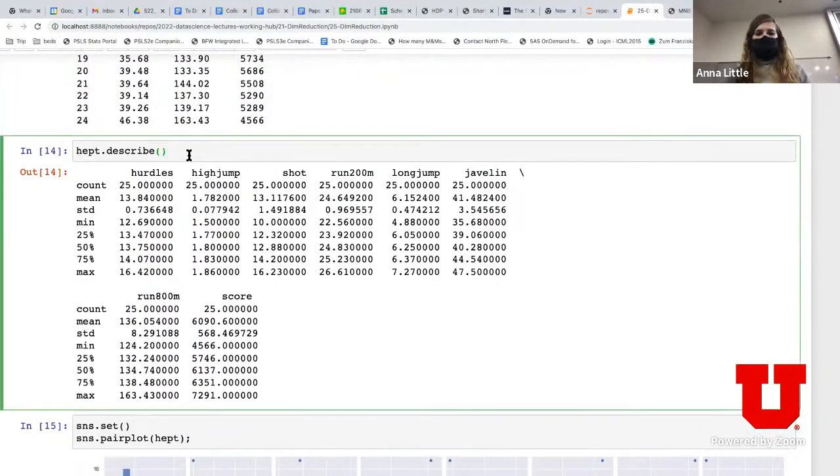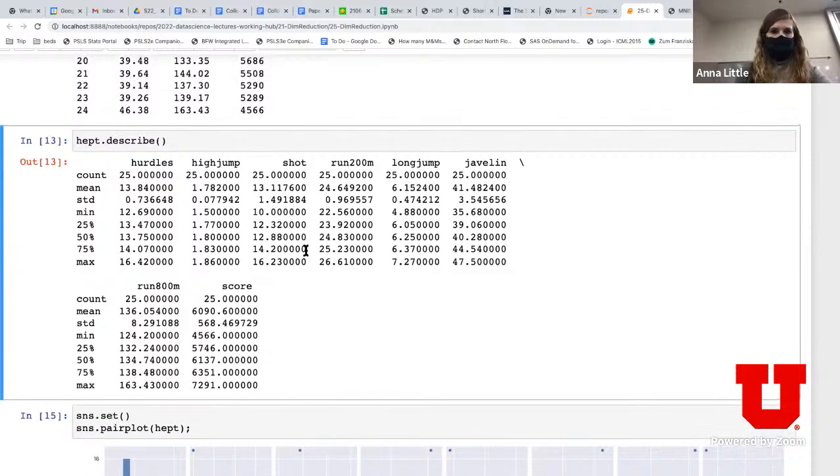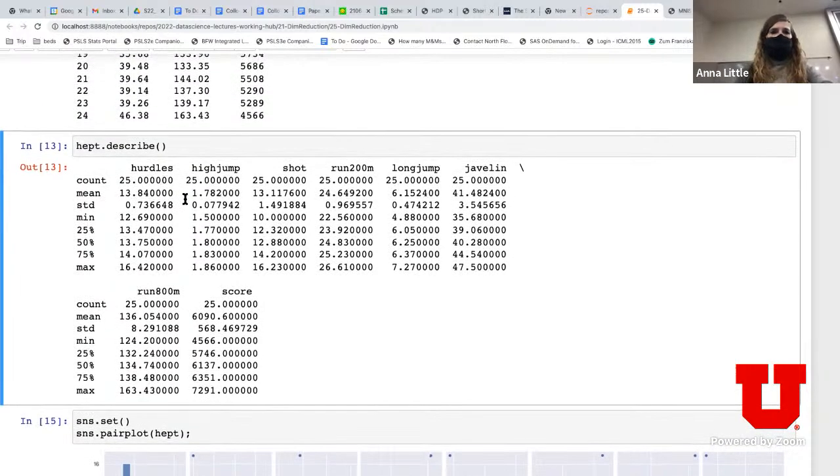Okay, so let's take a look. If we just do a little .describe, we can get some summary statistics for each of the events here, for the hurdles, the high jump, the shot, etc. What do you notice about this data, even if you just look at the means here? Yeah, you notice that they're just very different.